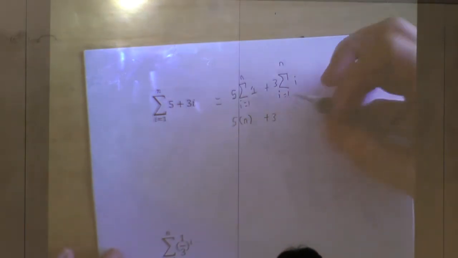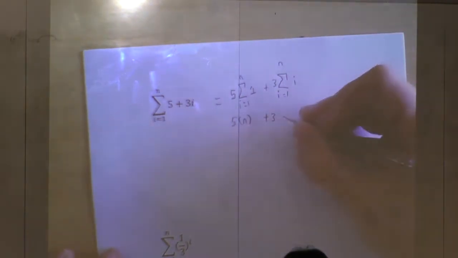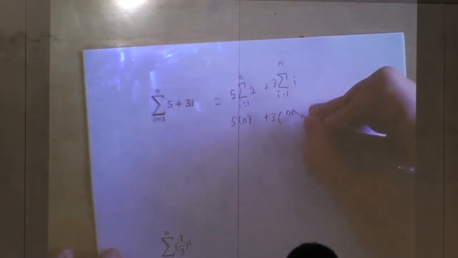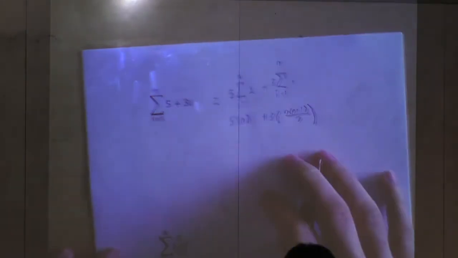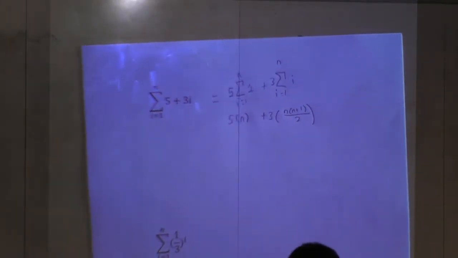And what did we say? We said the sum from either 0 or 1 to n of i is going to be n times n plus 1 over 2. So this is your closed form for the second one here. Okay, the third one is going to be a geometric sum.